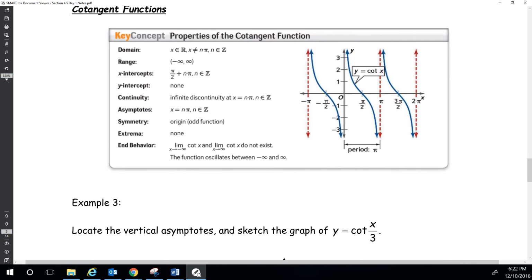And in the next video, I'm going to do cotangent functions. So come back and I'll finish up example 3 and the U-try on the next video.